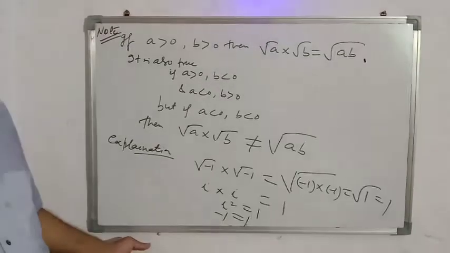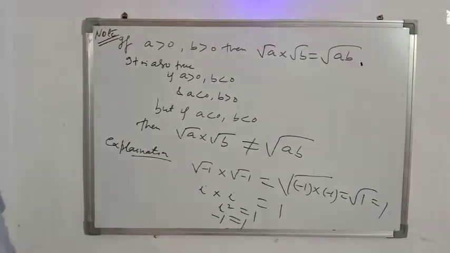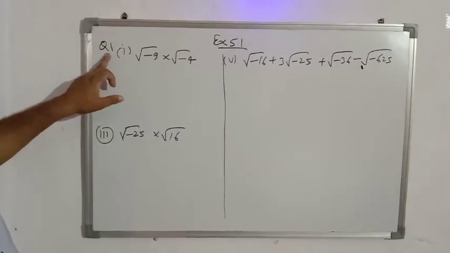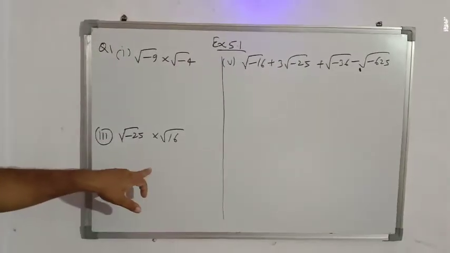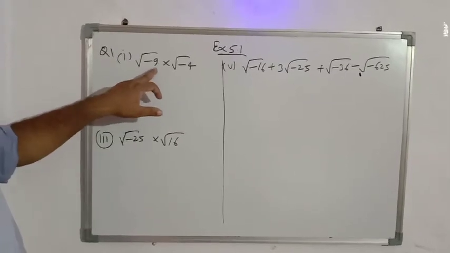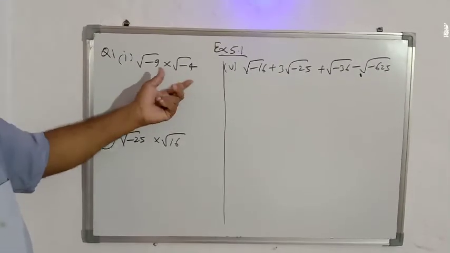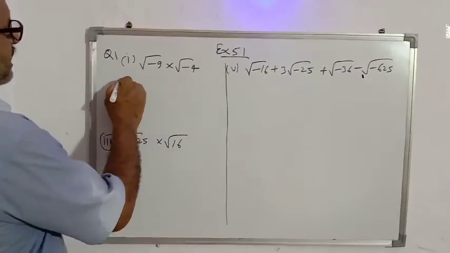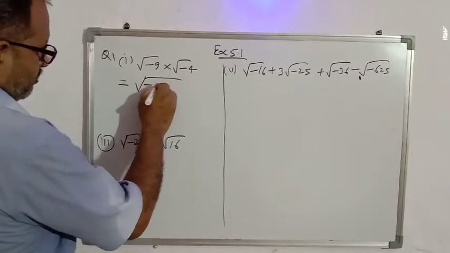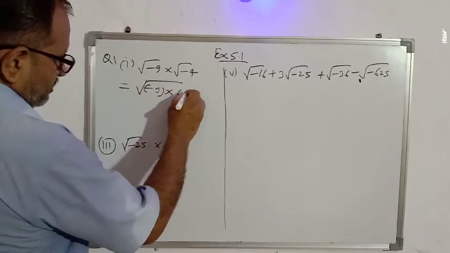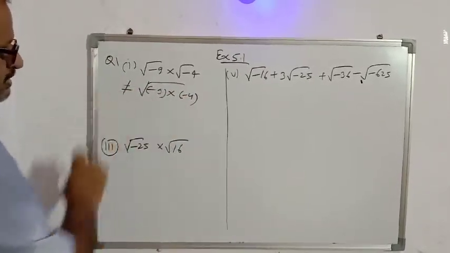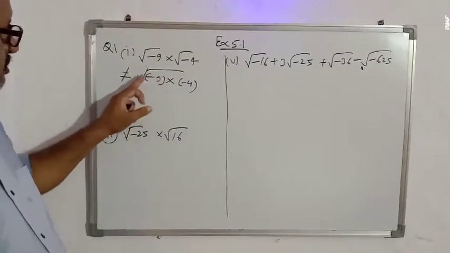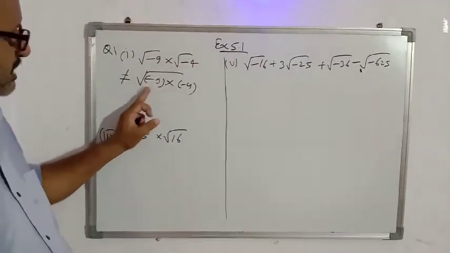Now we will see some questions from the exercise. See exercise 5.1, question number 1. I have taken 3 parts from this question. First is root minus 9 into root minus 4. We have to evaluate it. Find the value of this. So we cannot write it like this, minus 9 into minus 4. Why? Both are negative, a and b both are negative. So we cannot multiply both inside a single root.